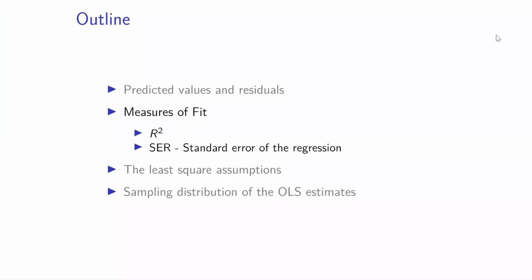Previously, we were able to fit a line on the scatter plot based on the least squares approach. But how do we know how well the model is explaining the underlying data? We're going to use two measures. The first measure is called R-squared, and the second measure is called SER, or standard error of the regression.